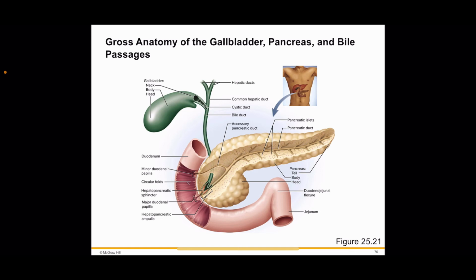So the gallbladder has the head, the big round part, the neck, all the way up here to the body. It's going to push everything out through the cystic duct. It's going to mix with hepatic duct secretions, where they become the common hepatic duct, which means they join together. They secrete through the bile duct, where they meet again with the pancreas here. This is known as the hepatopancreatic ampulla.